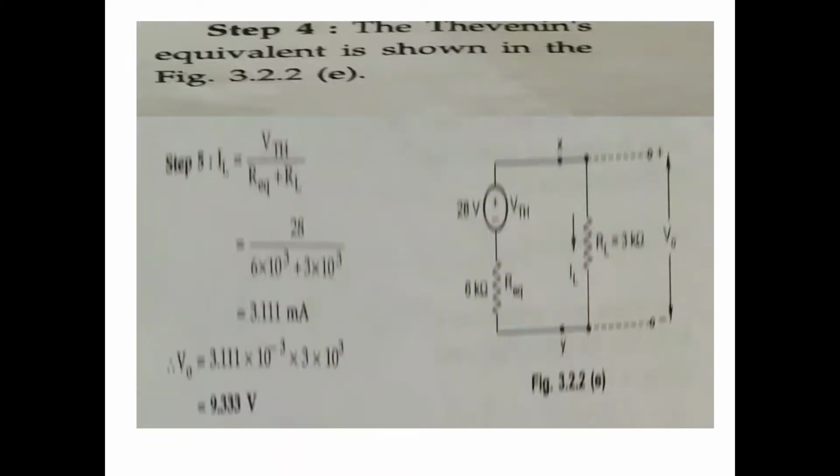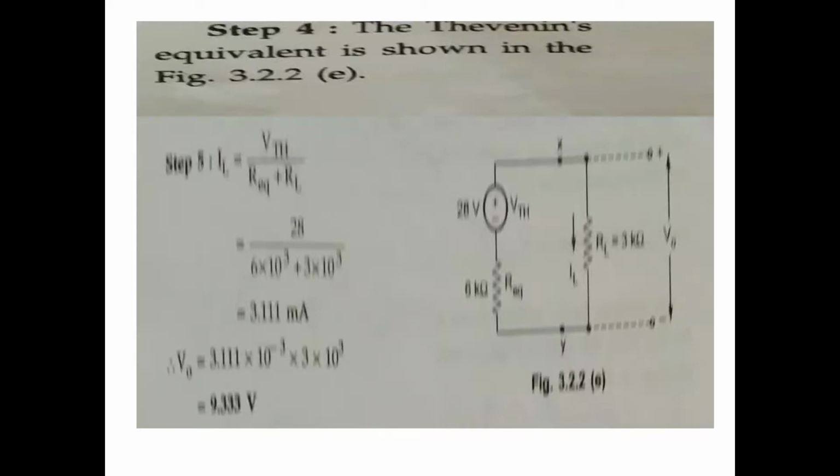Okay, next, the Thevenin's equivalent shown in the figure. The load current IL equals VTH divided by R equivalent plus RL. What is R equivalent? 6 kilo ohm. What is RL? 3 kilo ohm. 28 divided by 6 kilo ohm plus 3 kilo ohm. The answer is 3.11 milliamps.